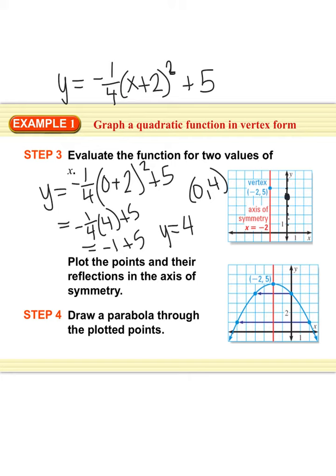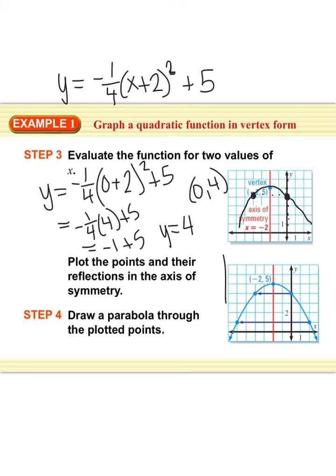Now using what I know about symmetry, I know that this point is 2 away from my line of symmetry, so I need to go 2 away from my line of symmetry on the other side of that line. Now I have 3 points and I can complete my parabola.